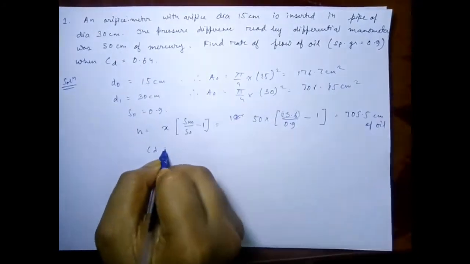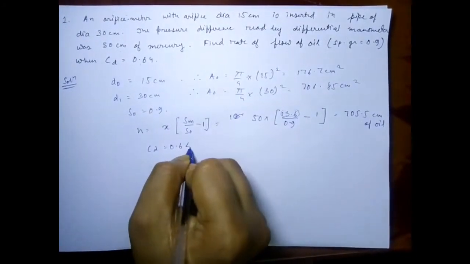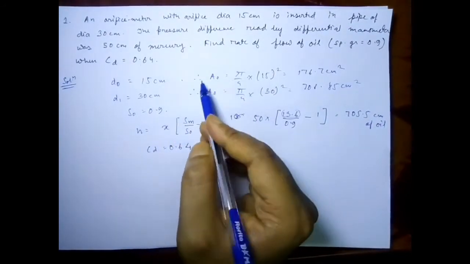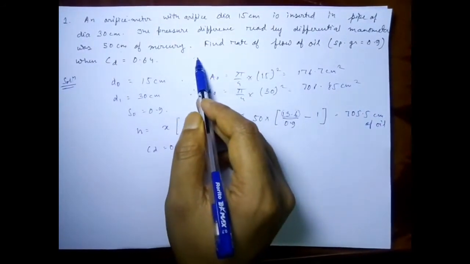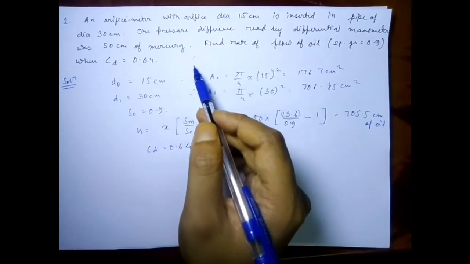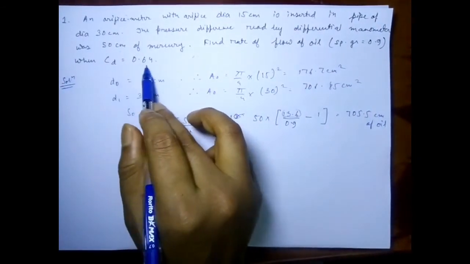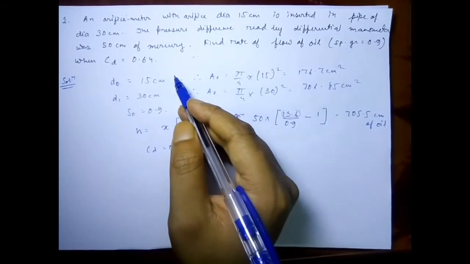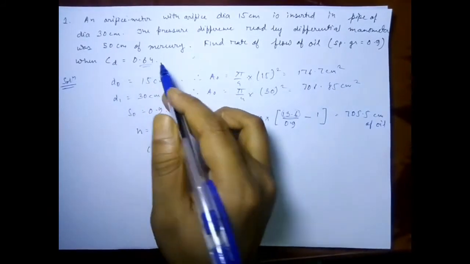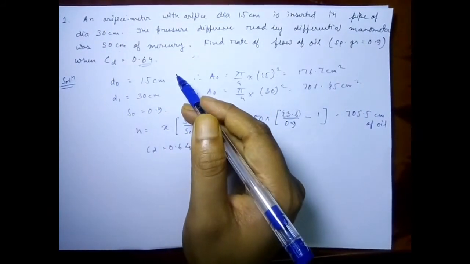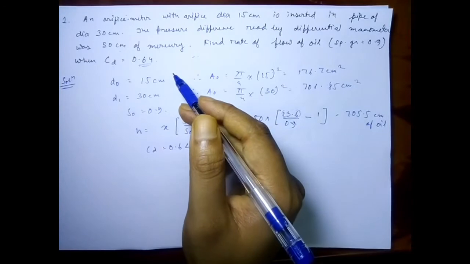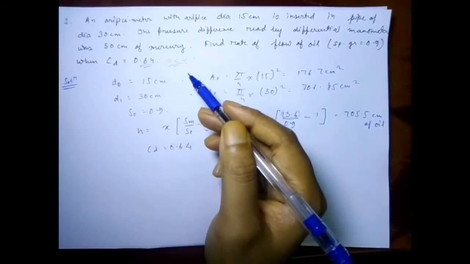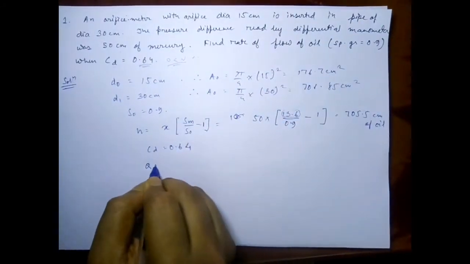Also CD is equal to 0.64. Note one thing. In the problems of Venturi meter, we used to have CD close to 1, that is 0.98 or 0.95, but in orifice meter problems we have CD 0.64. So the coefficient of discharge for orifice meter is somewhat lesser than that of the Venturi meter. So you can say that in one way the efficiency of orifice meter is lesser than that of Venturi meter. So okay, let's calculate the discharge.